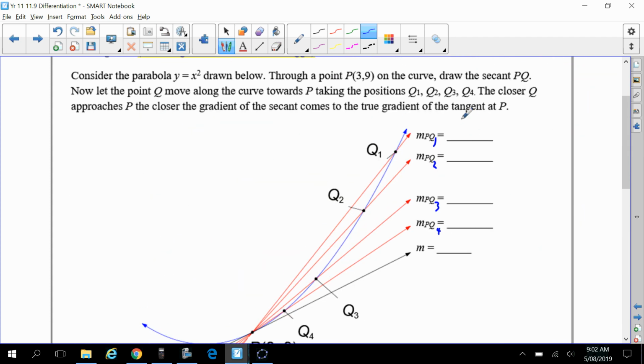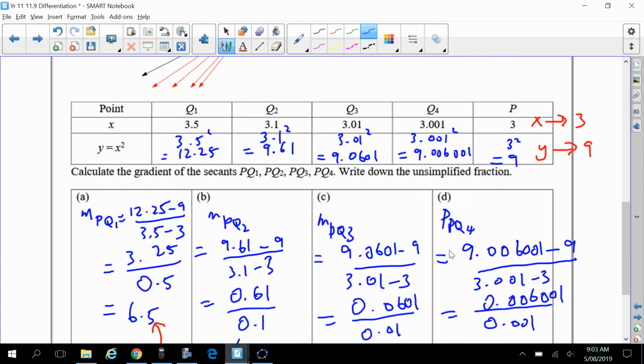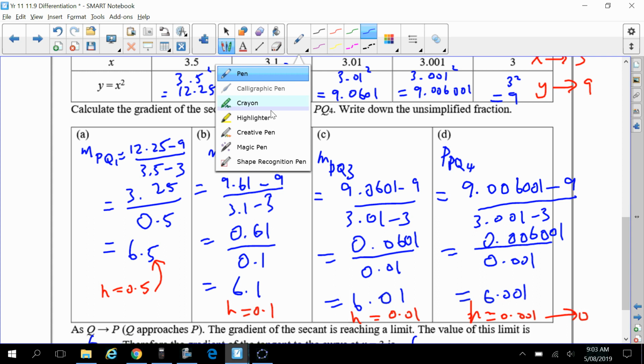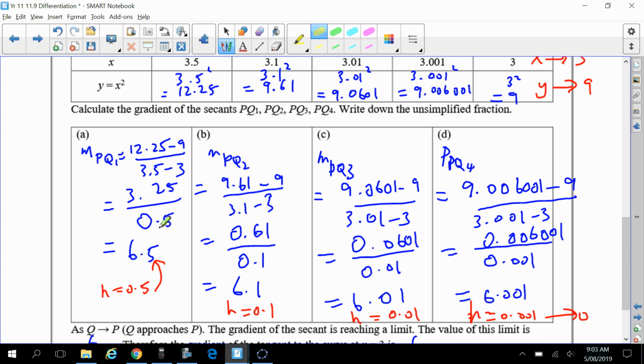Now watch this. It was 6.5, 6.1, 6.01, 6.001. Eventually it becomes 6. Right, that's nothing new. What's important is this bit. Why is this bit important? That's why I could introduce the new notation too.